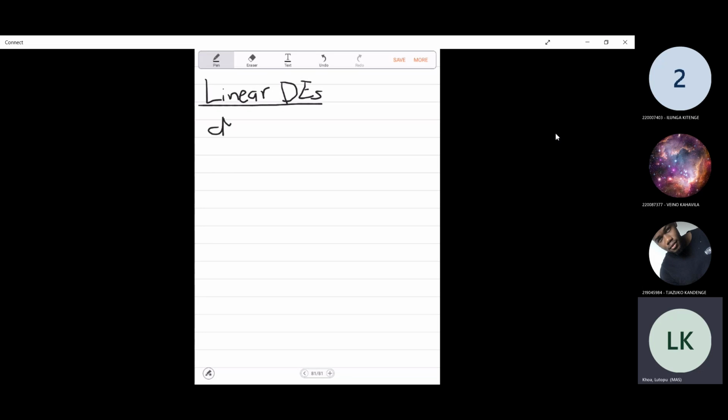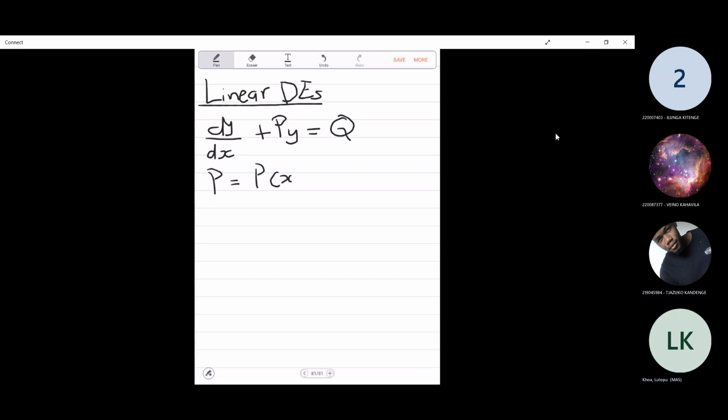You have dy/dx plus p times y is equal to q. So here p is a function of x only, and then q is also a function of x only. Okay, so this is a function of x only, that is a function of x only. So if you have a differential equation that you can rewrite in this form, then the differential equation is what we call linear.